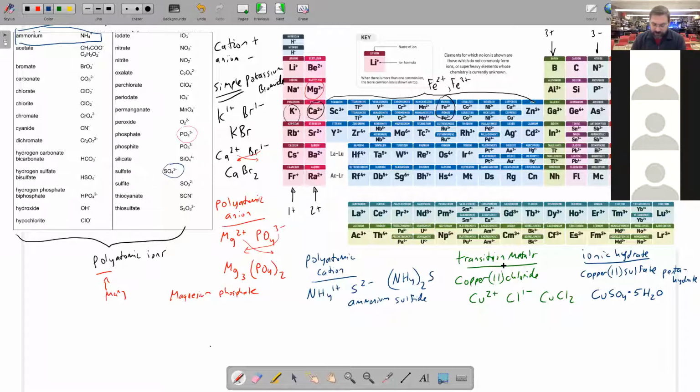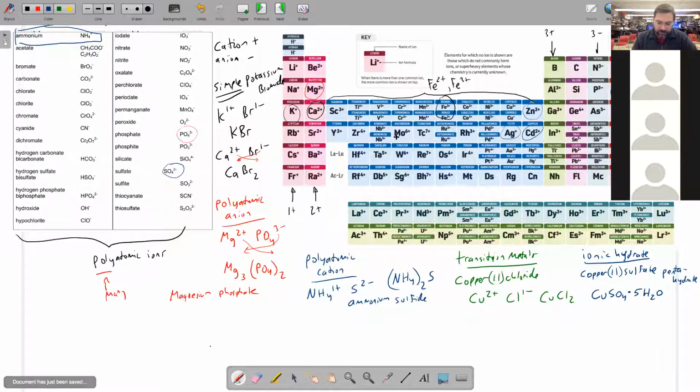And then to tell if it's a transition metal, those are always going to have those Roman numerals. There are a couple exceptions. There are a lot of exceptions in chemistry. Although silver is a transition metal, because there's only one common ion that it forms, we don't put a Roman numeral 1 after it. We just call it silver. Same with zinc and cadmium. Those are pretty common.